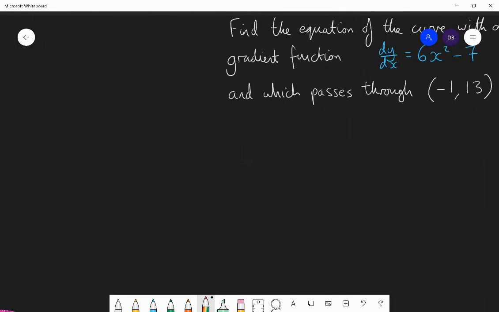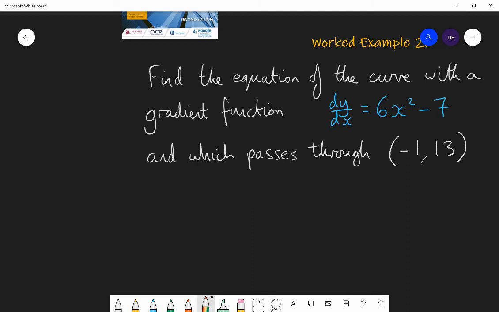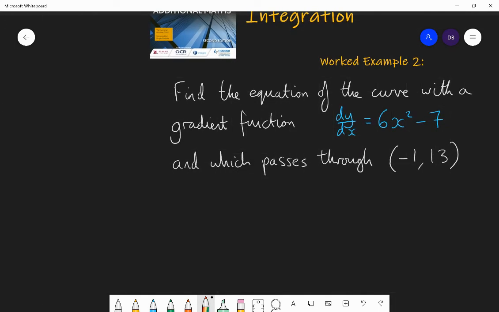Find the equation of the curve with a gradient function dy by dx equals 6x squared minus 7, which passes through the coordinate (-1, 13). Before, if I just said the gradient function was 6x squared minus 7, you could give me a general form of various curves which would have that gradient function, because they would all have a plus c at the end, so there would be an infinite number of possible options. But now I have created a unique answer because I've told you a point which this curve goes through. So that isolates what the c could possibly be.